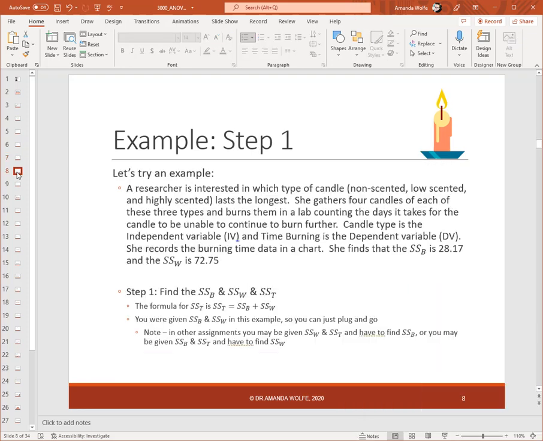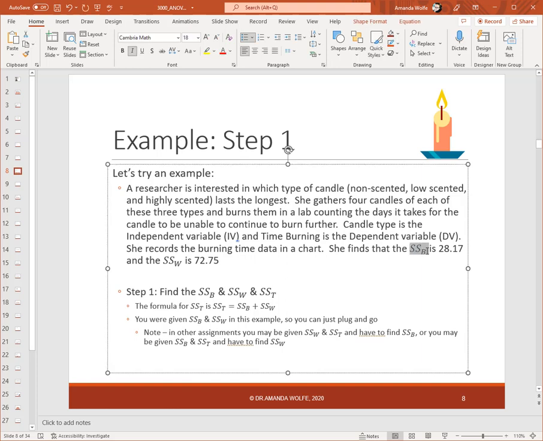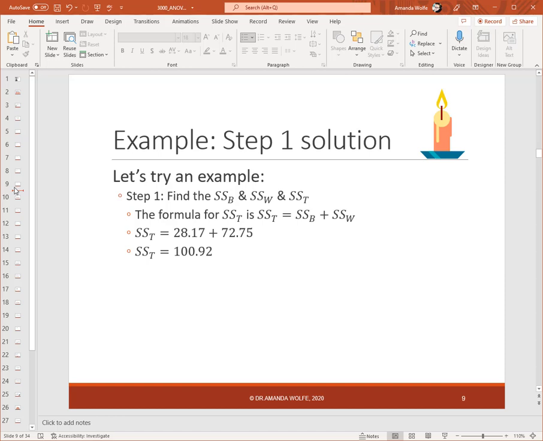So our first step is to make sure we have all of the sums of squares that we need. I gave you the sum of squares between and the sum of squares within in the description. So what we need to do is find the sum of squares total. Again, just like with any total, all we have to do is add that up. So go ahead and pause and do that. Did you get the right answer? The sum of squares total should be 100.92.